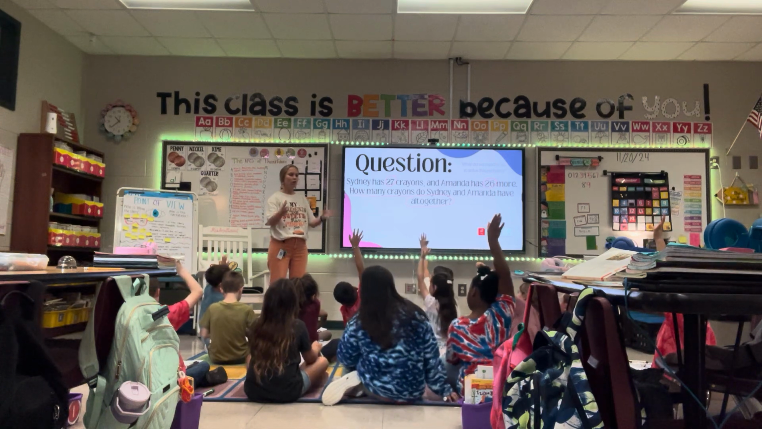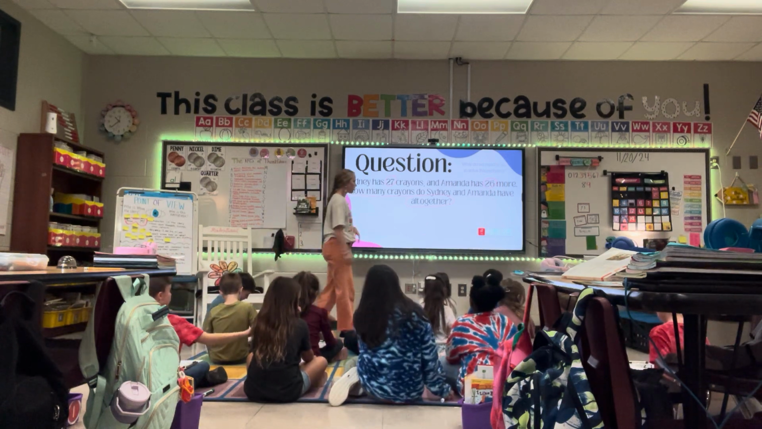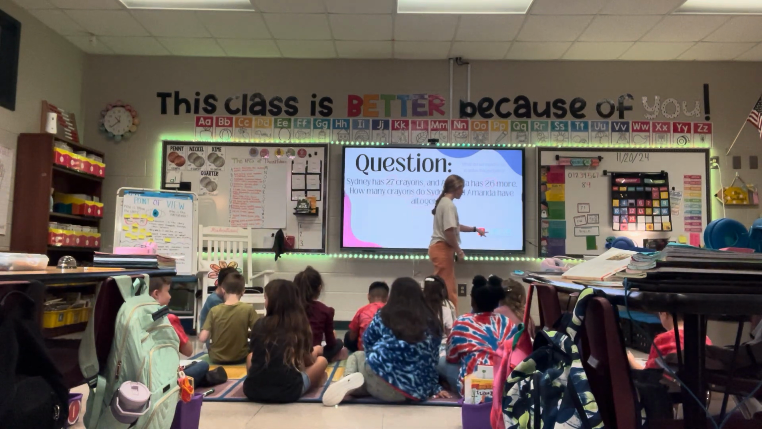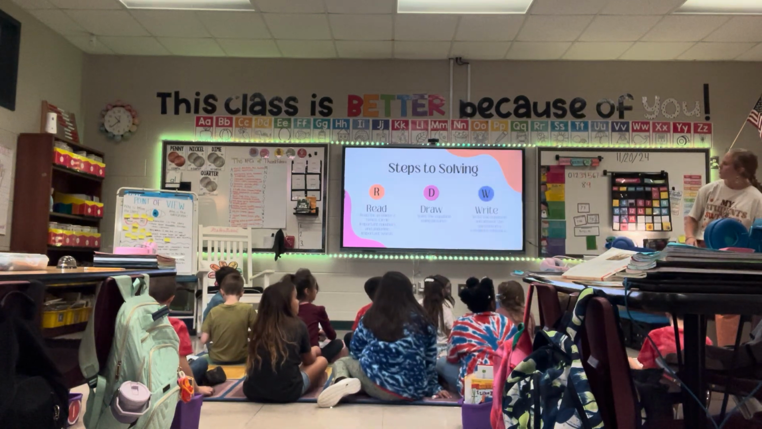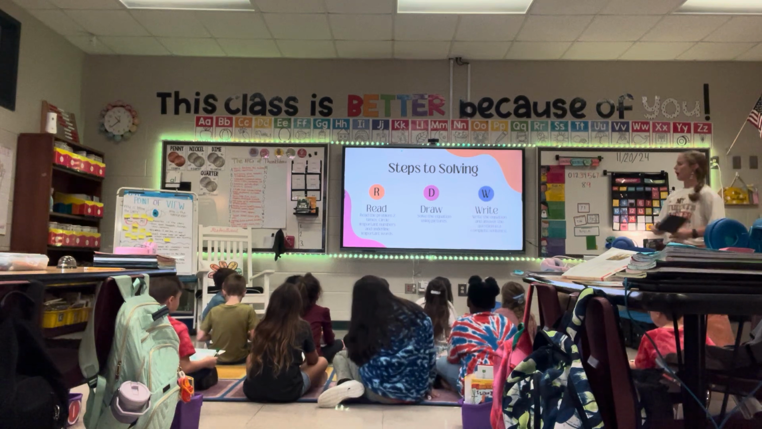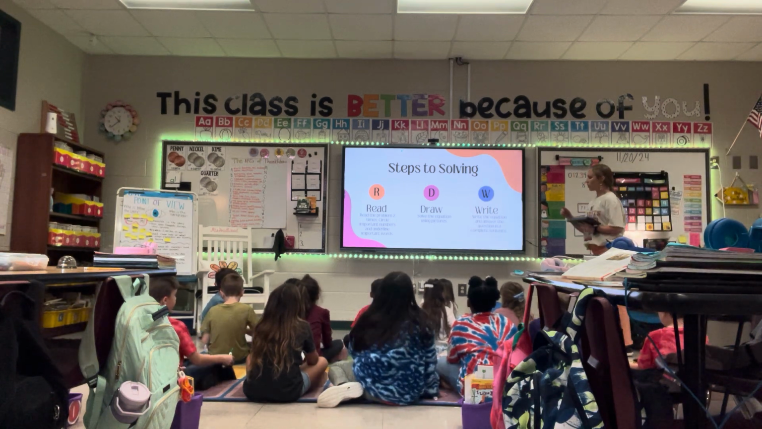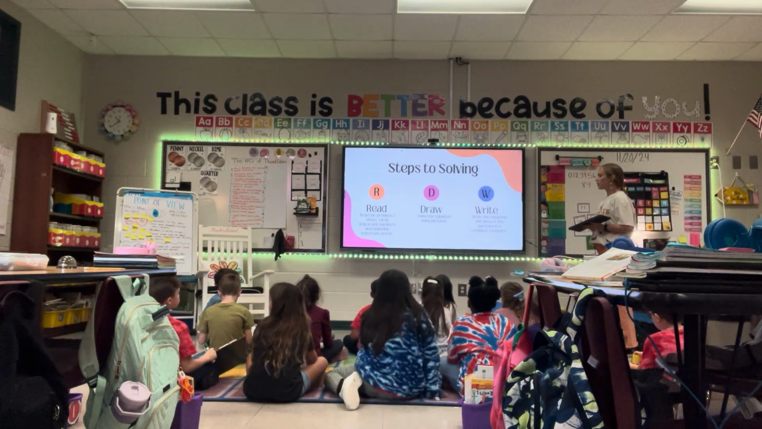Add like units. Good. So there are a few ways we can solve this problem. Let me show you how Miss Smallwood solved this problem. This is how I thought through it. So first I did RDW. I read the problem 2 times. I circled the important numbers and underlined the important words.